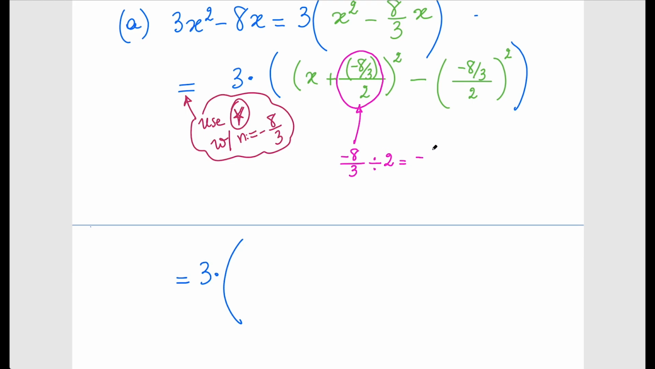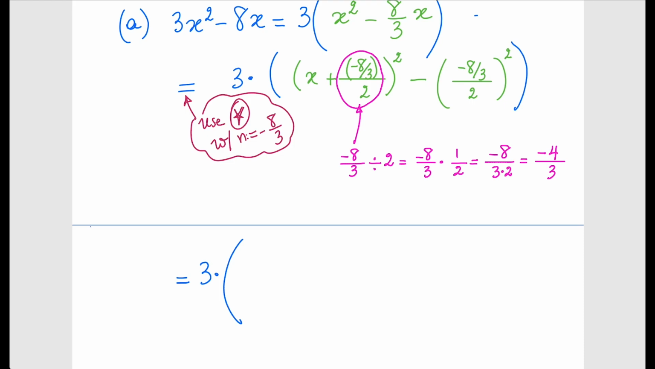And what is that? This is minus 8 over 3 times, if you want to divide by 2, it's the same as multiplying by the reciprocal of this, right? The reciprocal of 2 is half. What's minus 8 divided by 3 times 1 over 2? That's minus 8 divided by 3 times 2, right? And if you simplify by 2 now, you get minus 4 divided by 3. If you simplify by 2, you get minus 4 over 3.